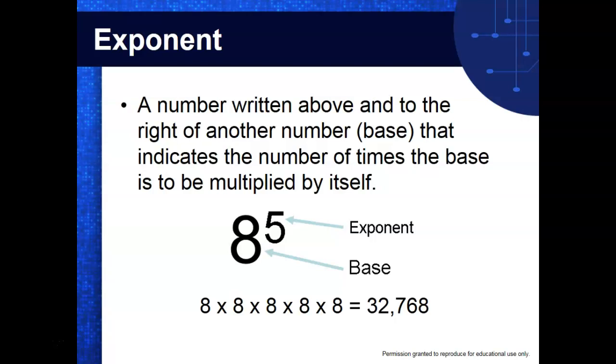So an exponent is a number written above and to the right of another number. The bottom number we call the base, and the other number we call the exponent. The number of times the base is multiplied by itself. So 8 to the 5th would be 8 times 8 times 8 times 8 times 8. You understand that? Everybody okay?